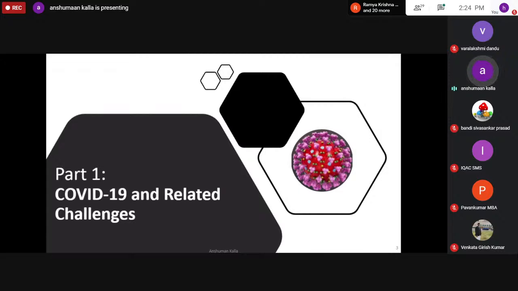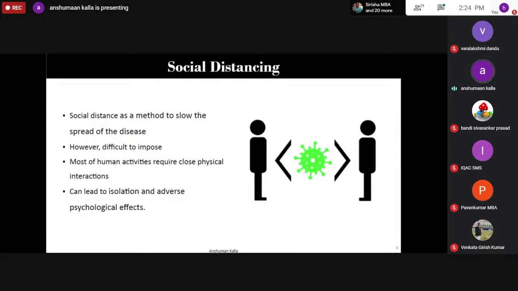So let's start with part 1, which is COVID-19 and related challenges. The first challenge is how we can maintain social distancing. Given the fact that there is no precise licensed medicine for coronavirus, the world has adopted social distancing as one of the methods to slow the spread of the disease and flatten the curve, right? However, the problem is that social distancing is a challenge because, in general, human beings are not habitual of such drastic restrictions, right?